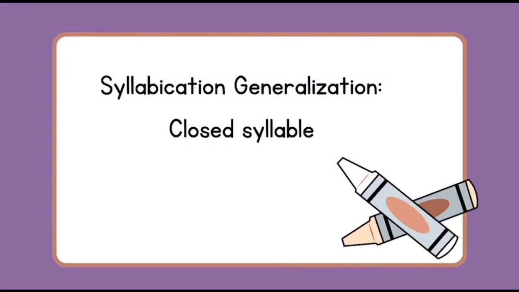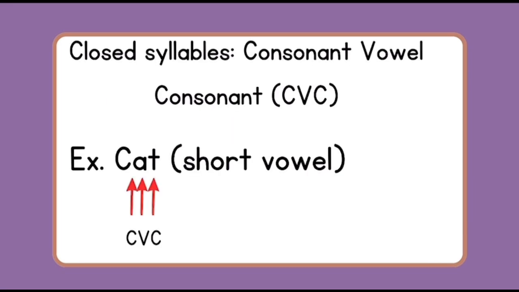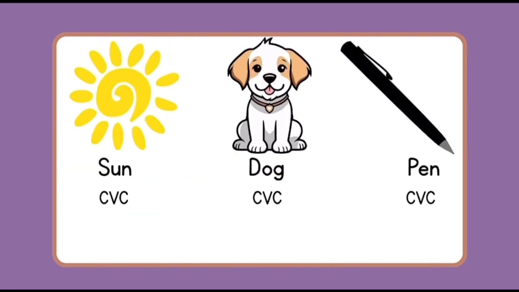Okay, so in our final lesson, we're going to learn about closed syllables. I'm going to explain to the students that closed syllables end with a consonant and usually have a short vowel. For example, the word cat. I'm going to show them how to recognize the pattern of the word: it starts with a consonant, then a vowel, and finally ends with a consonant again. These are some more examples so they can see how every single word ends with a consonant. So that's why it's closed.